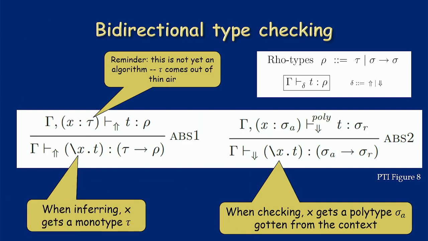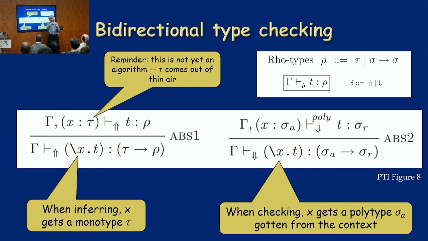So now we can answer this question about how bidirectional type checking plays into this. Well, when we are looking at lambdas, we split into two rules, one for inference and one for checking. So for inference, we say, well, we don't know what type X has, so we're going to give it a monotype, because we can infer monotypes. That's standard Hindley-Milner kind of type inference.